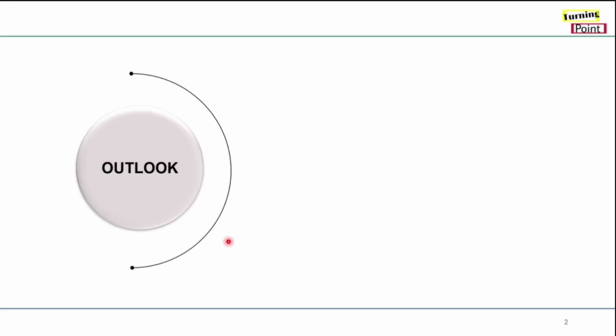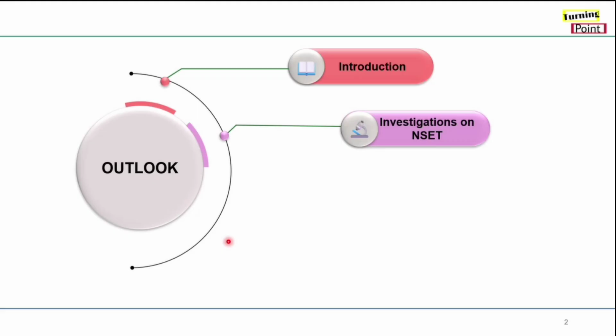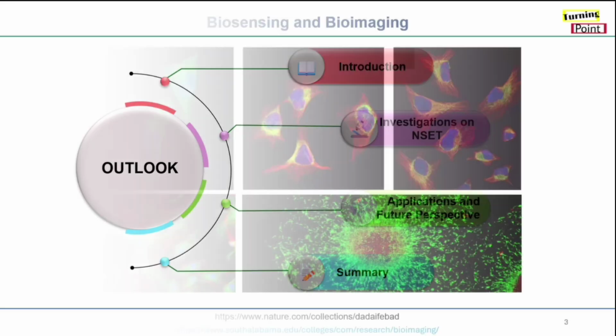In this presentation, I will briefly discuss the importance of biosensing and bioimaging. Then I will discuss resonance energy transfer, and I will introduce nanosurface energy transfer, and present the experimental investigations that validate this mechanism. And finally, I will highlight the applications and future perspectives of nanosurface energy transfer, concluding with a brief summary. So first, let me begin with the importance of biosensing and bioimaging.